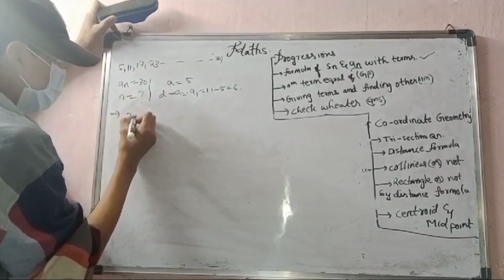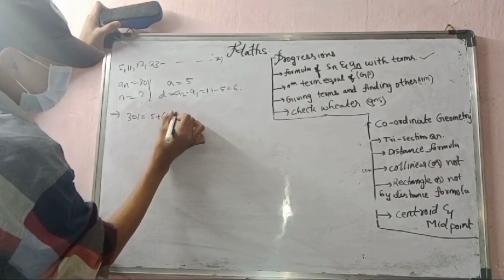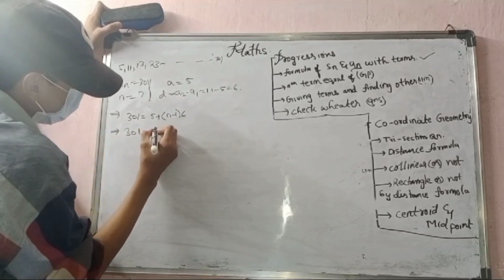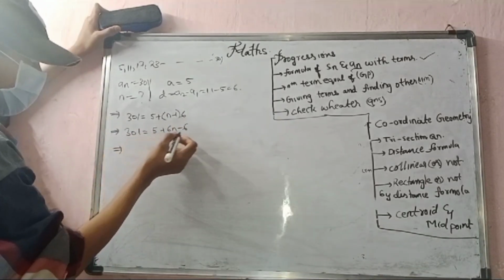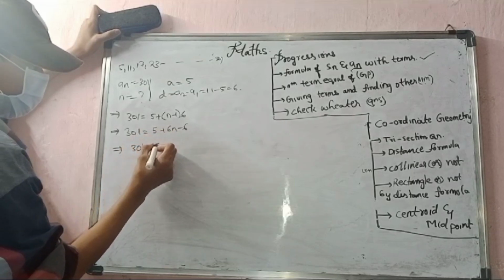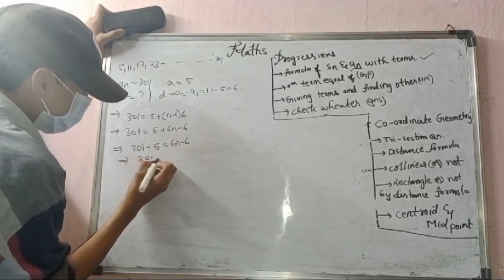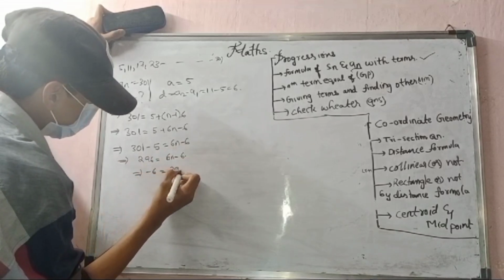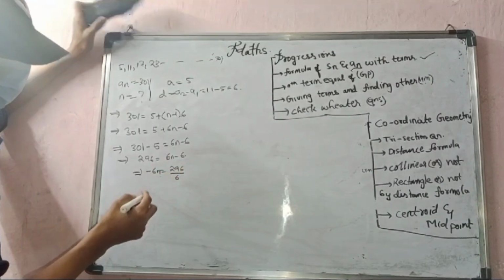Now An is what? 301, which equals 5 plus n minus 1 into D. Now 301 equals 5 plus 6n minus 6. Okay. Now here we can say that 301 minus 5 equals 6n minus 6. Now 296 equals 6n minus 6. So minus 6 equals 296 by 6. Oh, sorry. Minus 6n. Okay.